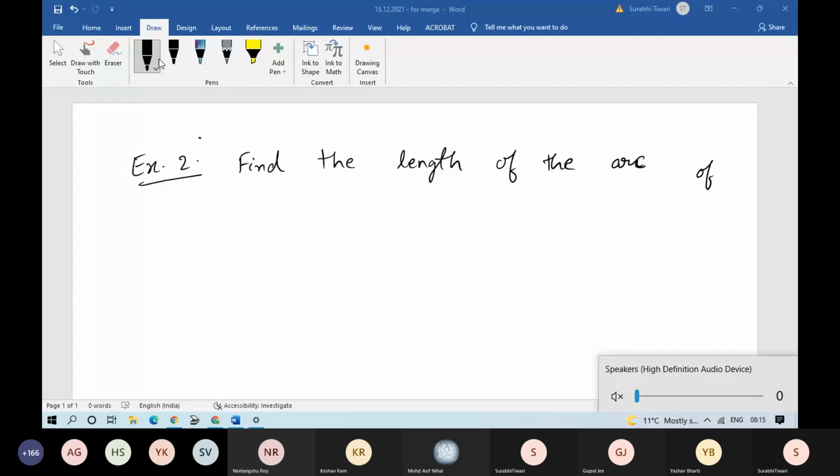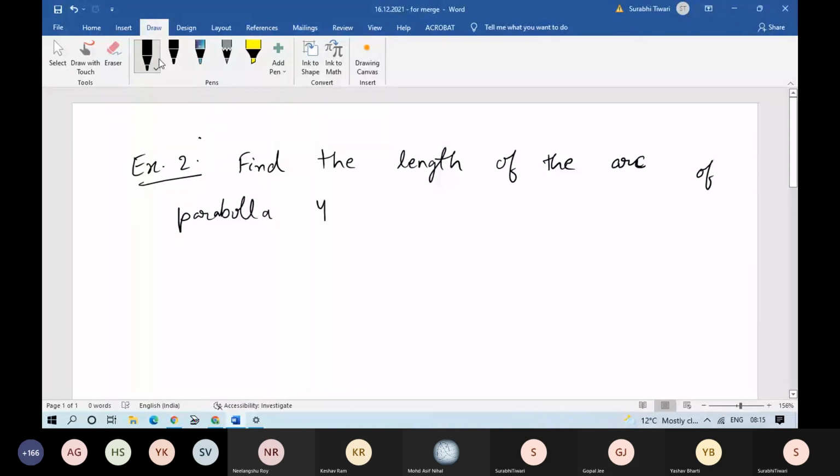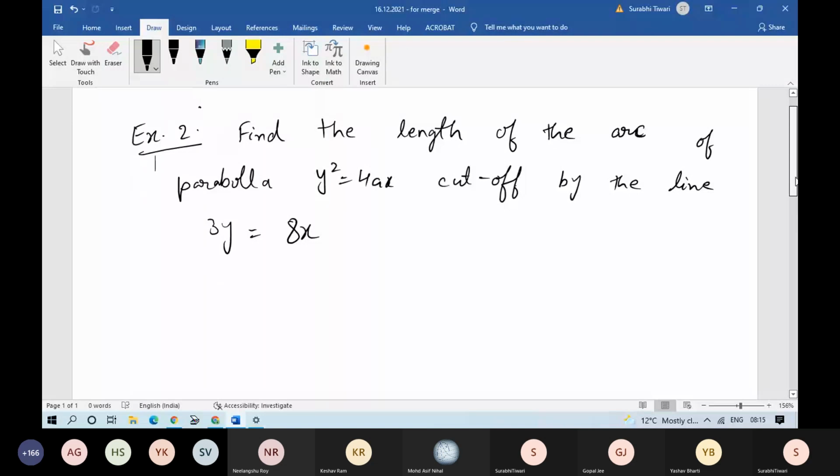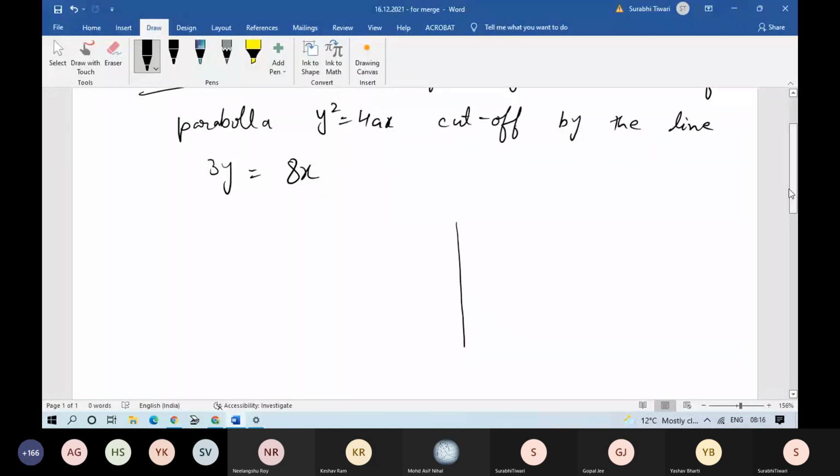Right, find length of the arc of the parabola y square is equal to 4ax, of the line y is equal to 8x. So. Your voice is again breaking, ma'am.